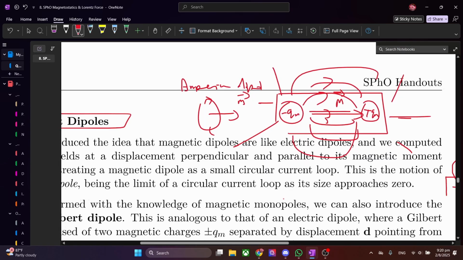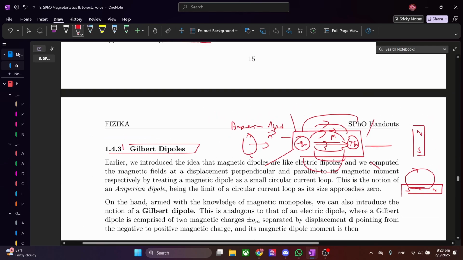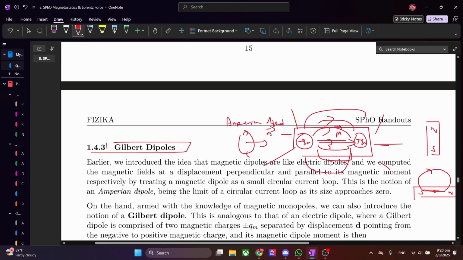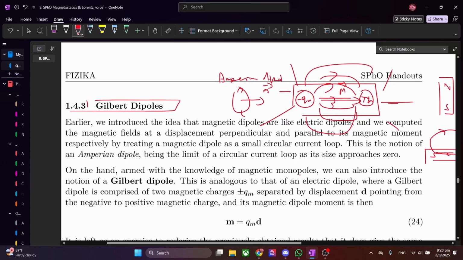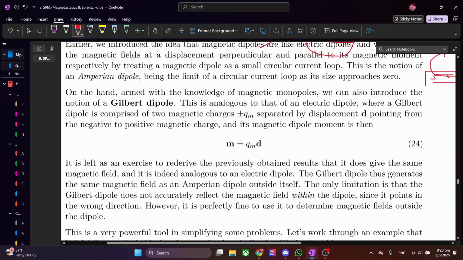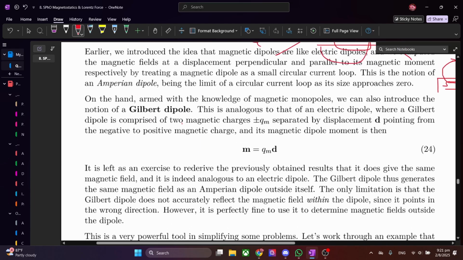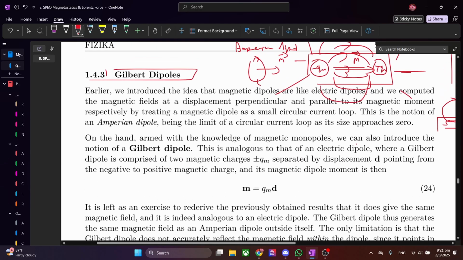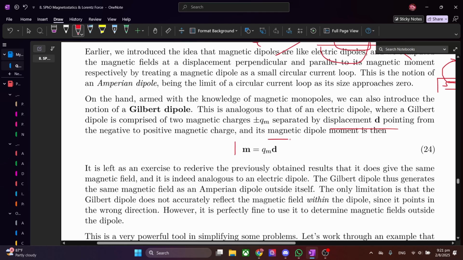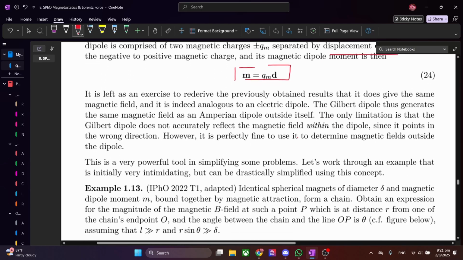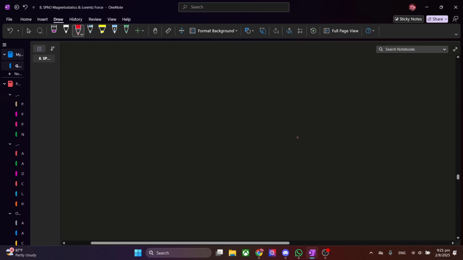But the magnetic fields outside the dipole, Gilbert dipoles and Amperian dipoles are basically the same on the outside. You can read this entire part yourself, but basically it is analogous to two magnetic charges separated by some displacement, and you define the magnetic dipole moment like this. Leave everything as an exercise to rederive the previously obtained results. We do need it, and it's indeed analogous.